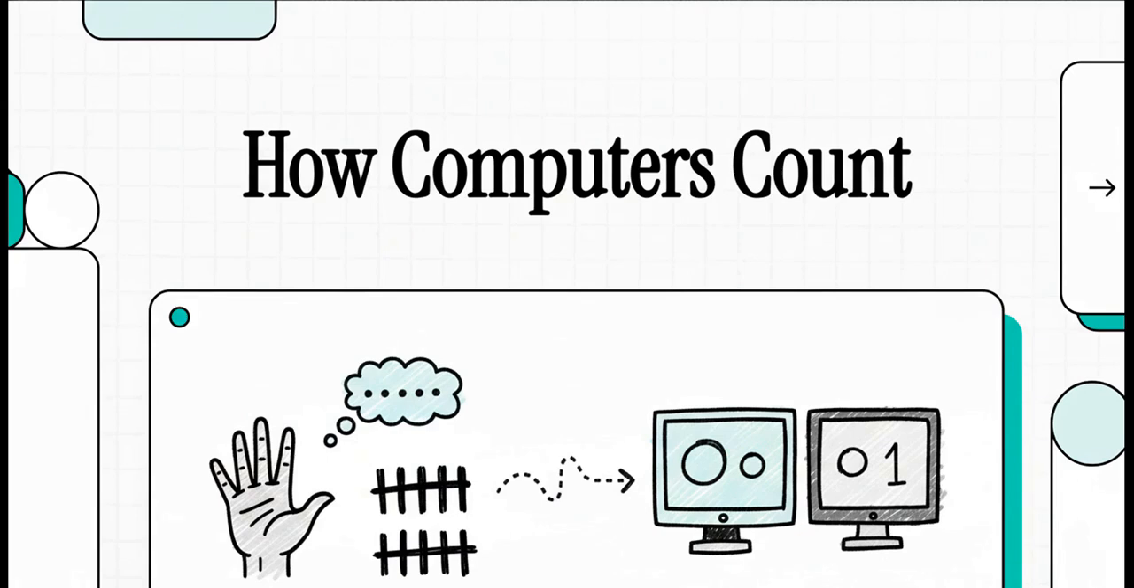Have you ever stopped to think about how we actually write numbers? We use 10 digits, 0 through 9. But the computer you're watching this on only uses 2. So how in the world do these completely different numerical languages work, and how do they even talk to each other? Well, let's dive in and figure it out.